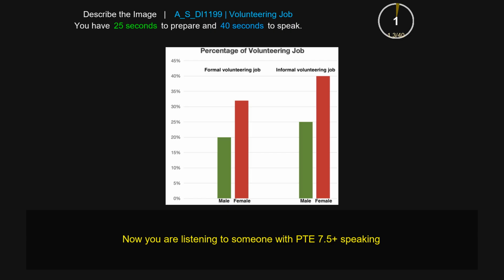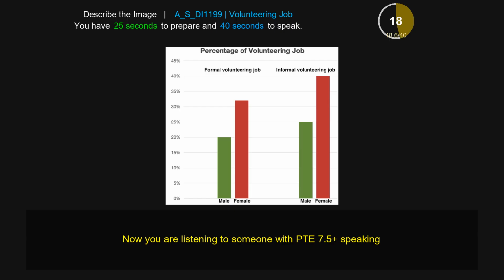The given bar graph gives information about percentage of volunteering job across male and female categories for informal and formal volunteering jobs. From the bar graph, it is evident that informal volunteering jobs have the highest value, where females are exceeding males with 40%, whereas males are only at 25%.